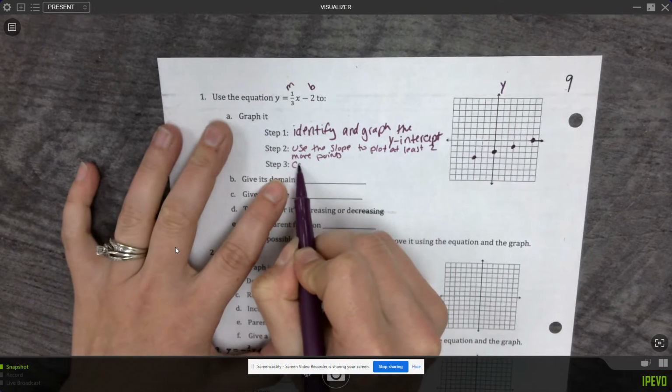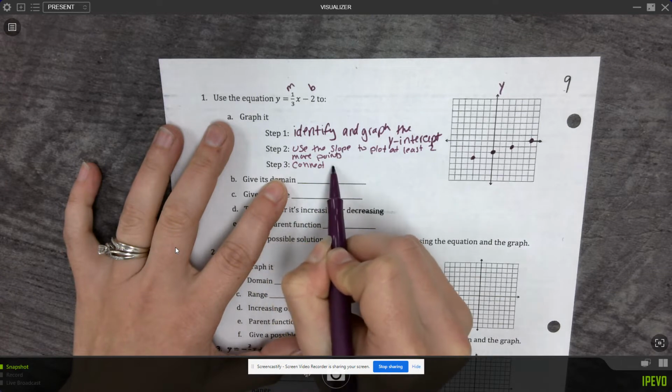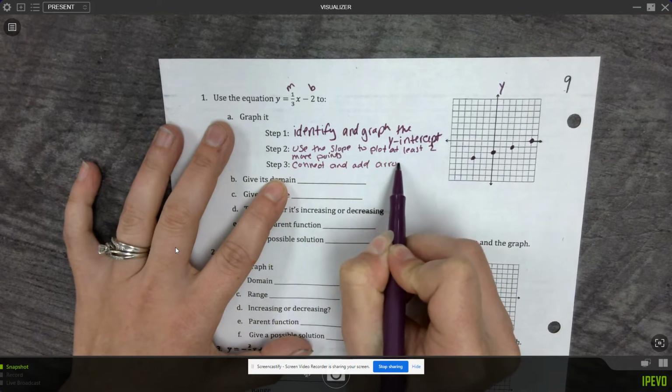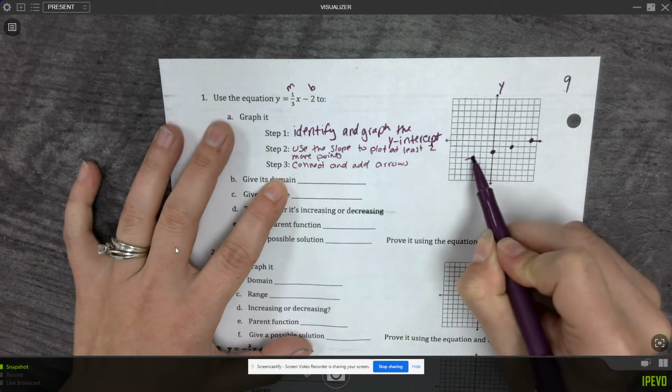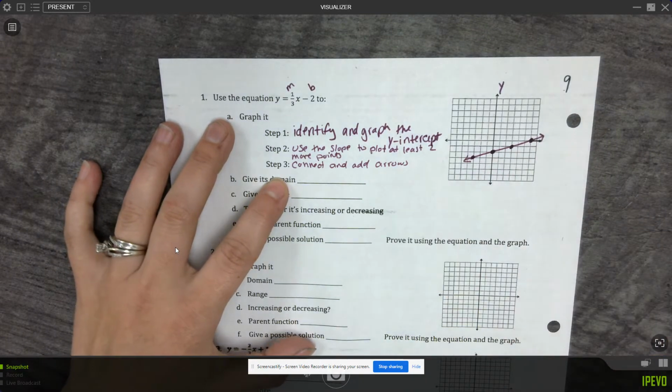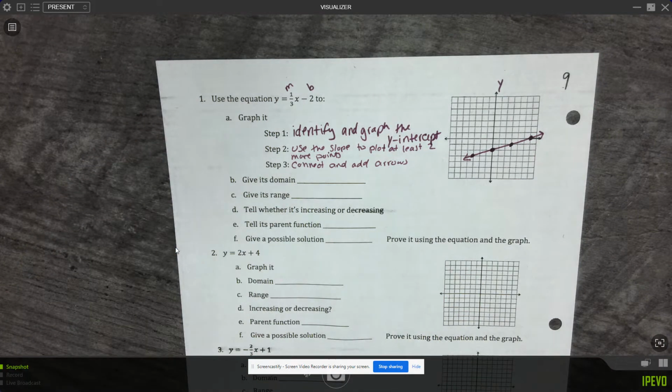Step 3, connect and add arrows. You're going to connect all the dots you did draw. It should make a straight line, and put arrows on your ends. It should make a straight line. If it doesn't, you messed up somewhere. Figure out what you did wrong. And you need arrows on your ends.